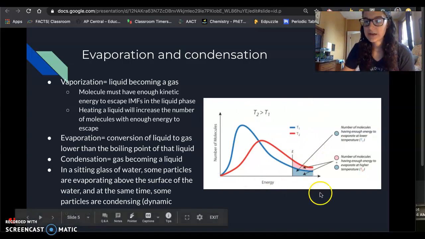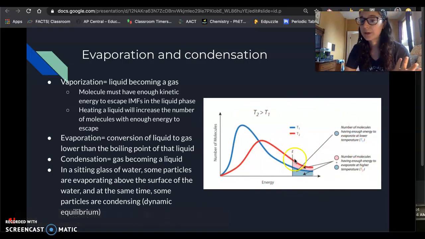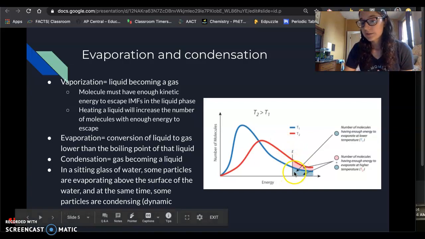So that's what this diagram here is showing. It's like if you have a cold glass of water versus a hotter glass of water, the number of particles that can escape are the area under that curve, so it's higher for the higher temperature glass of water.